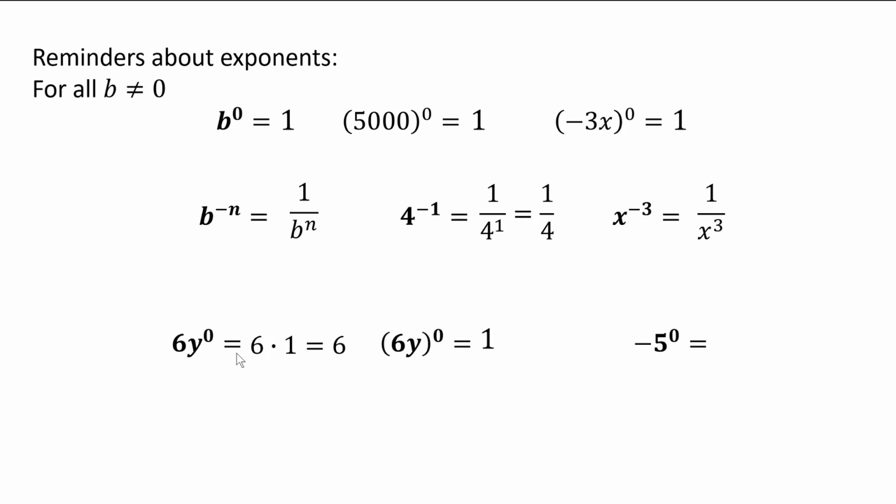The negative, which kind of represents a negative 1 being multiplied by the 5, is not being affected by the 0. In order to have the whole thing to the 0 power, you'd have to put the negative 5 in parentheses and put the 0 on the outside. So the negative is not affected, and we just have negative 5 to the 0, or negative 1.